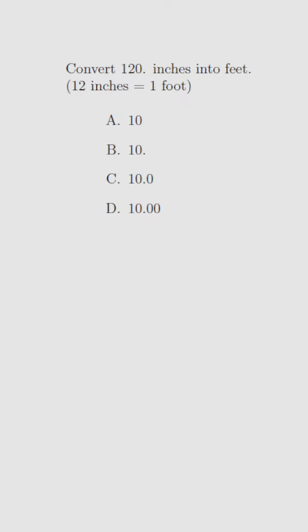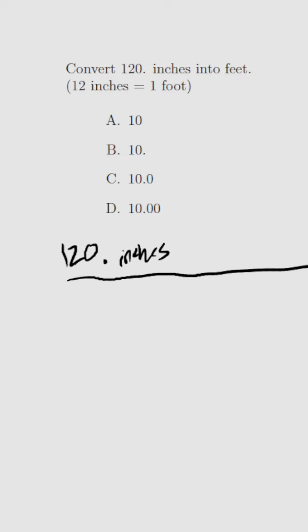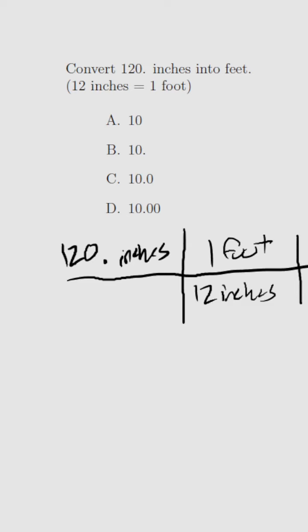When we're doing chemistry problems, the teacher often wants the answers in the right number of sig figs. So for this problem, we have 120. inches, which basically means it has 3 sig figs. We need to convert, so I'm going to make my picket fence here. Let's put 12 inches on the bottom and 1 foot on the top, and then we can just do 120. times 1 over 12.